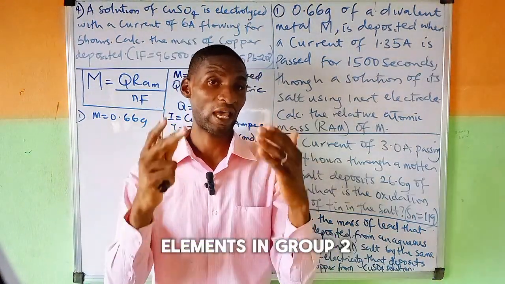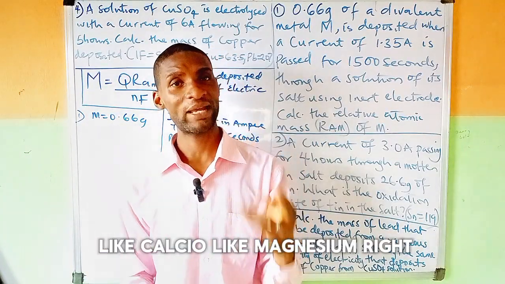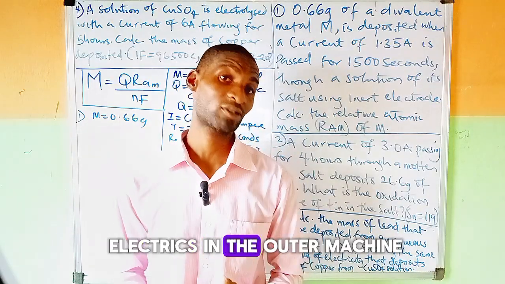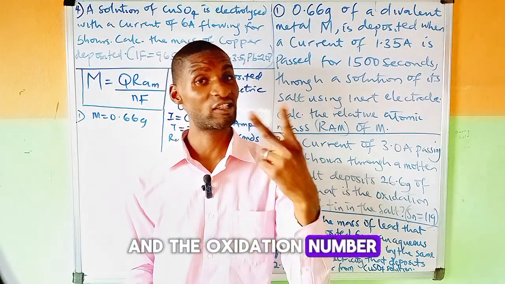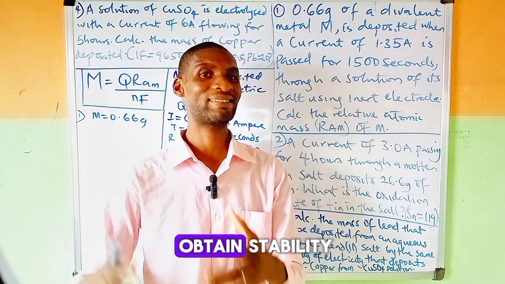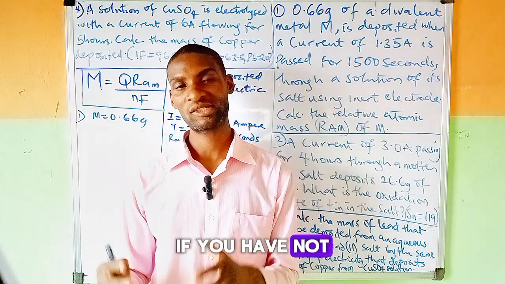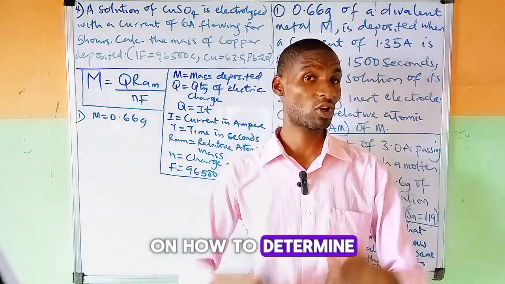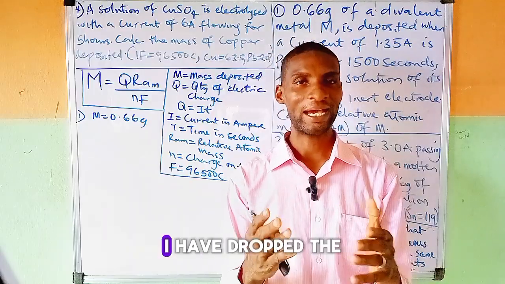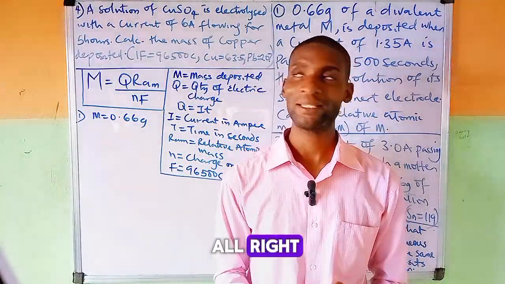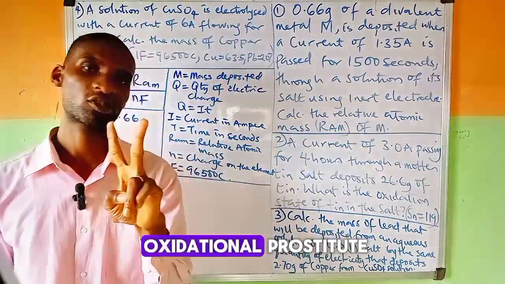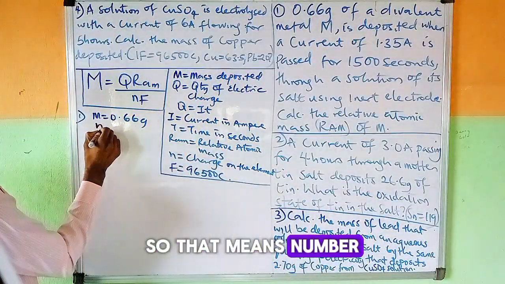For example, if you look at elements in group 2, like calcium, like magnesium, they have a valency of 2. They have 2 electrons in the outermost shell, and their oxidation number is +2, because they will lose 2 electrons to attain stability. If you have not seen my video on how to determine the oxidation number of an element, you can check the description. I have dropped the link to that video. So when you say an element is divalent, that means it has an oxidation number of +2. So that means our N is 2.